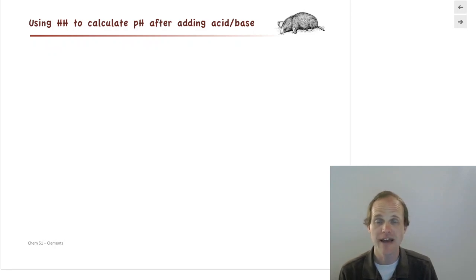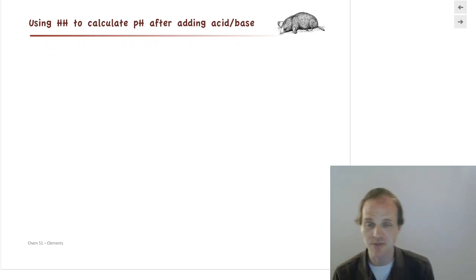Welcome back. We now know how to calculate the pH of a buffer. We know how to use the Henderson-Hasselbalch equation to calculate the pH of a buffer. And we also know how a buffer responds to the addition of acid or base into the buffer. Now, what we're going to do in this particular section is use the Henderson-Hasselbalch equation to shortcut figuring out the pH after the addition of an acid or a base.